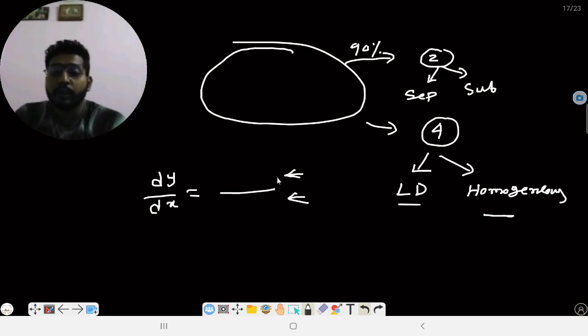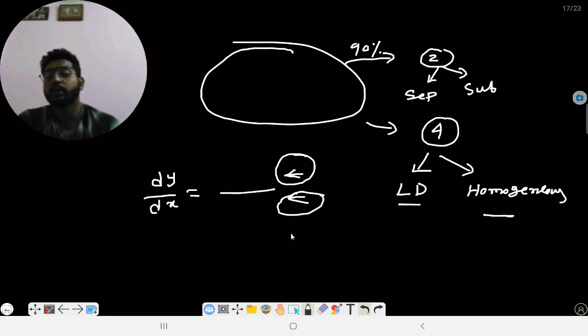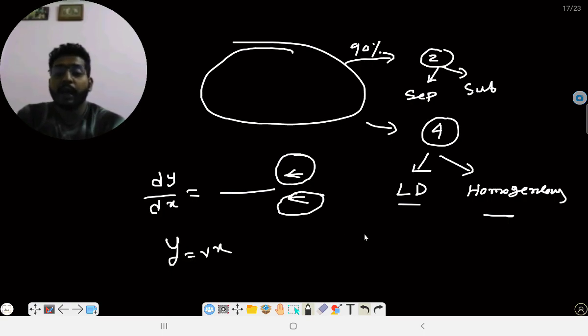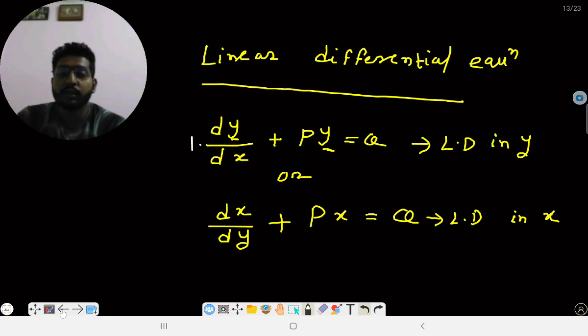Now if the degree of the numerator and the degree of the denominator are coming the same, that means it is homogeneous. And for homogeneous you have to put y equals vx, like this. And if it is not homogeneous, then go to the linear differential equation. Now this is the format of the linear differential equation.